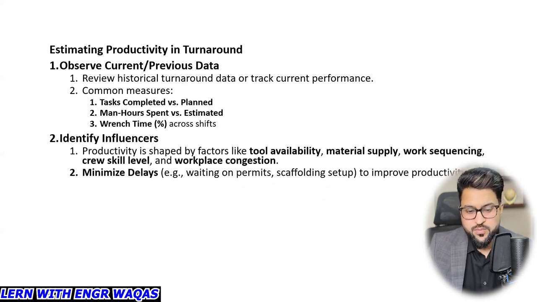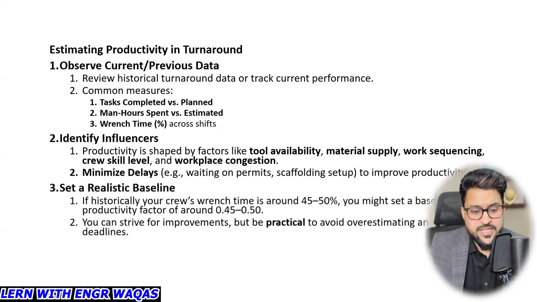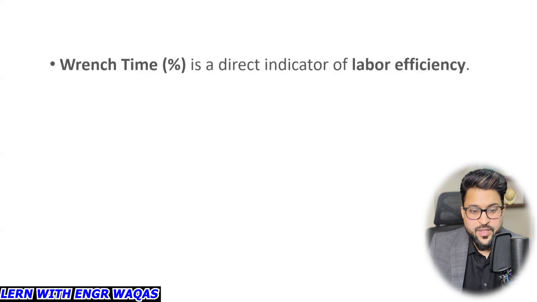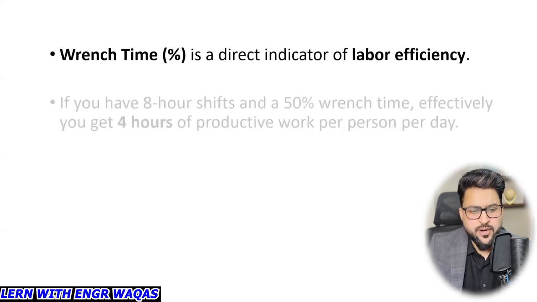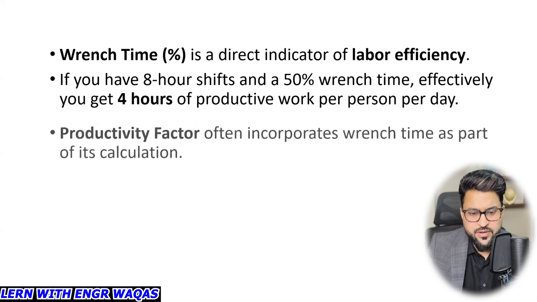Identify influencers. Productivity is shaped by factors like tools availability, material supply, work sequence, crew skill level, and workplace congestion. Minimize delays, okay, and set a realistic baseline. If historically your crew wrench time is around 45 to 50%, and you have allocated them a 10-hour shift, they are going to produce productivity of 5 hours, right? That is what is meant by wrench time. So wrench time is a direct indicator of labor efficiency, right? The way I have explained just now.